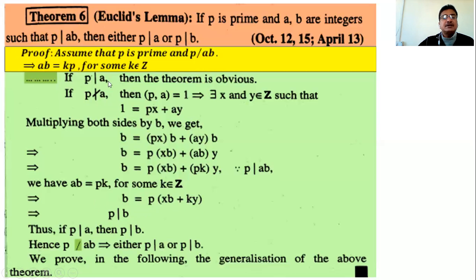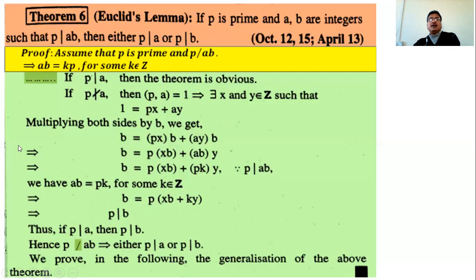So if we assume P does not divide A, then we have P divides B. That is, if this is not true, then this is true. If P divides A, then the theorem is obvious. If this is not true, then this is true. That is, ultimately the statement that P divides A or P divides B is true, because one of them is true. And therefore the theorem: if P divides AB, then either P divides A or P divides B. This proves the theorem.